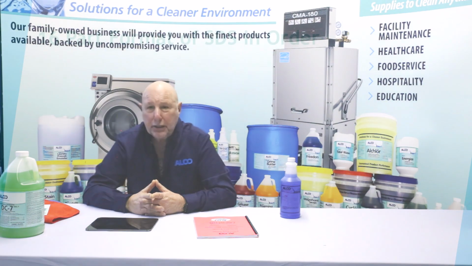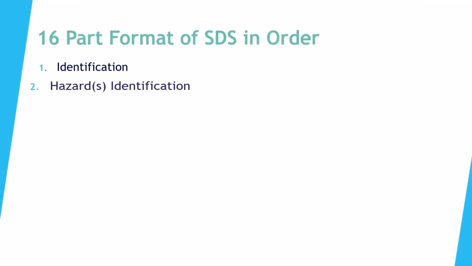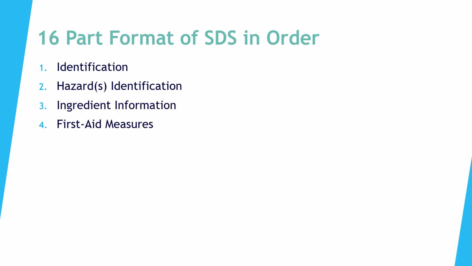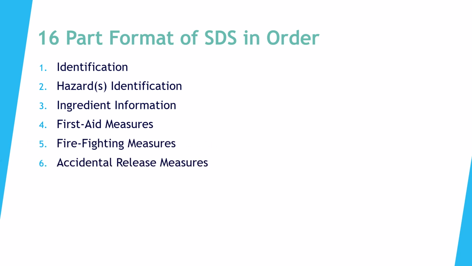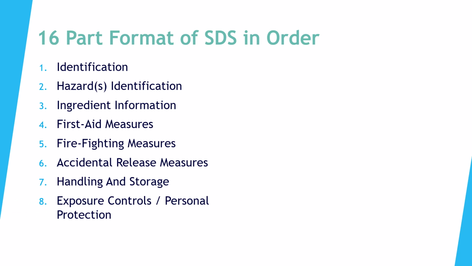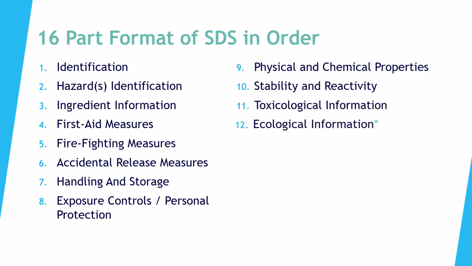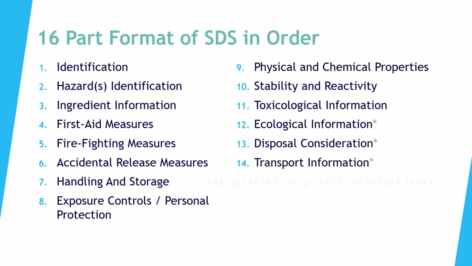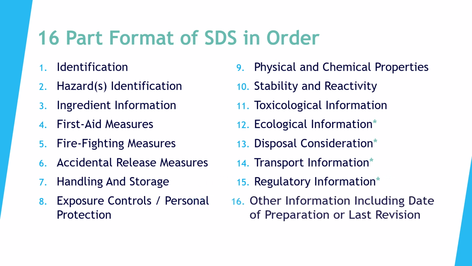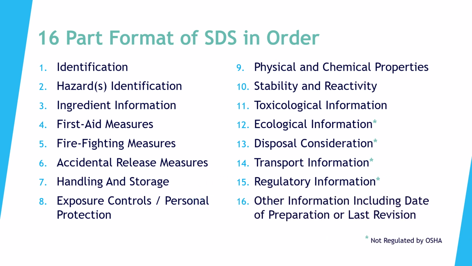There's a 16-part format to each SDS sheet, in order: identification, hazard identification, ingredient information, first aid measures, firefighting measures, accidental release measures, handling and storage, exposure control and personal protection, physical and chemical properties, stability and reactivity, toxicology information, ecological information, disposal considerations, transportation information, regulatory information, other information including date of preparation or last revision.